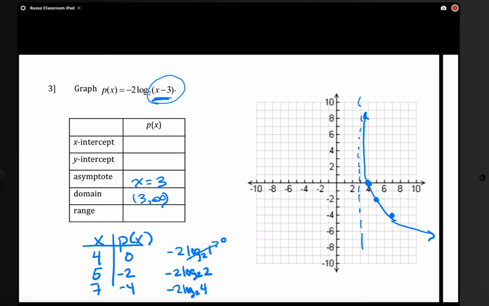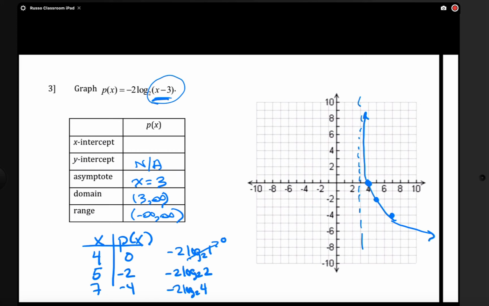Because we're going to start at that asymptote and go to infinity, not including either of those. The range of any logarithmic graph is all real numbers. And then my x and y intercepts. Well, I can pretty clearly tell from my graph that I don't have a y-intercept. And again, my y-intercept happens when x equals 0.